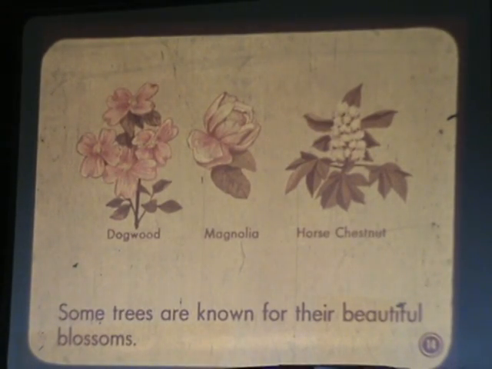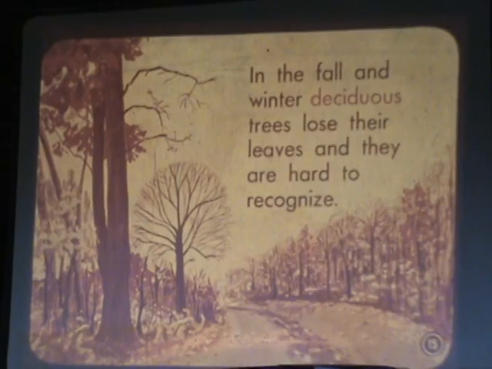Some trees are known for their beautiful blossoms. For example, on the left, the dogwood. In the middle, the magnolia, and on the right, the horse chestnut.